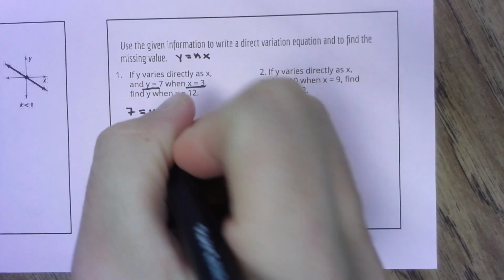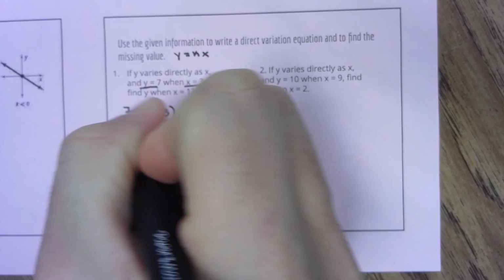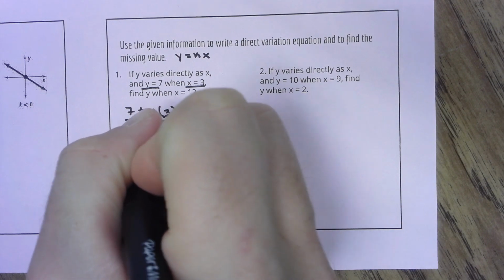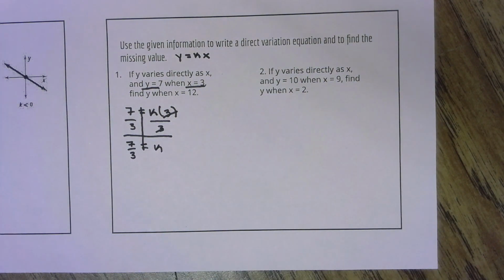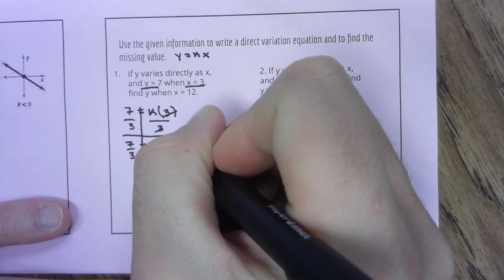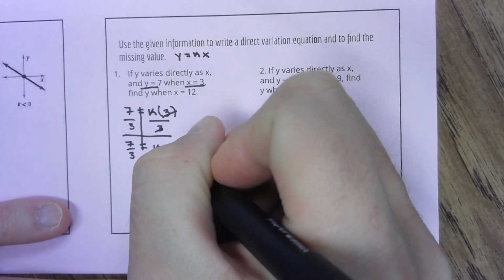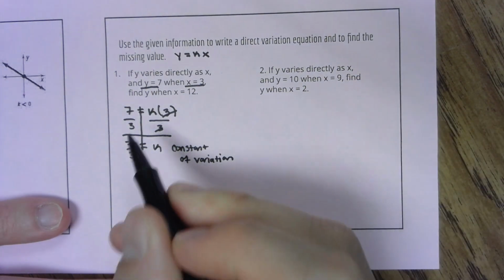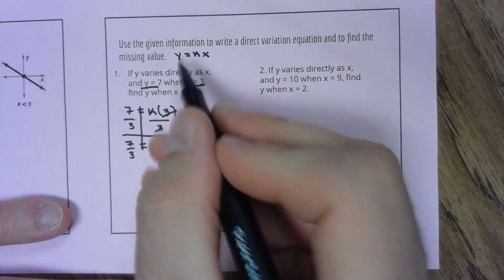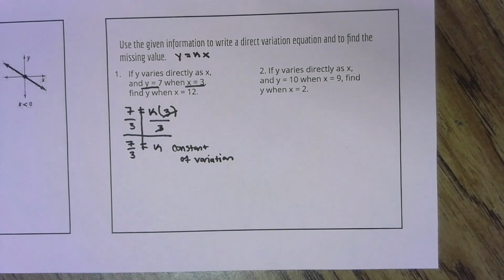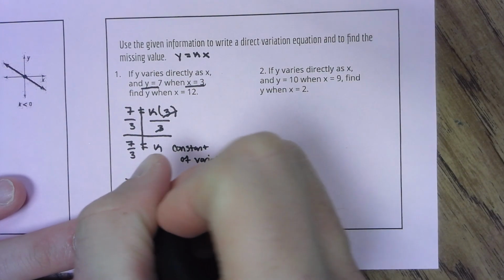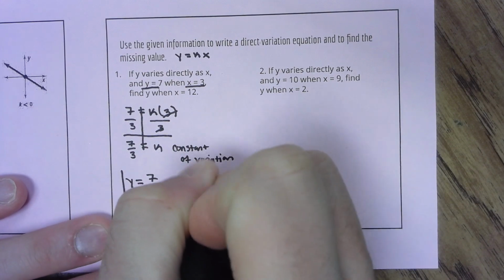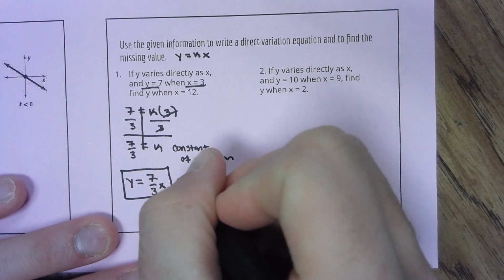So when I divide by 3, I get that k equals 7/3. Well, that is our constant of variation. And so now I can replace the k in my original equation with that given constant. And we can say y equals 7/3 times x. This is the equation for our direct variation.